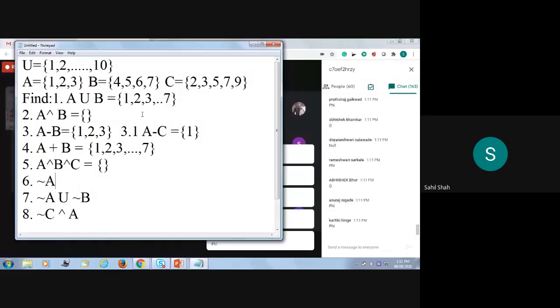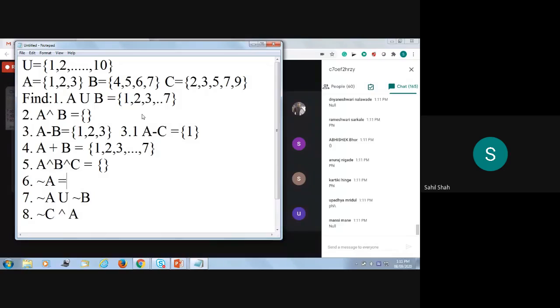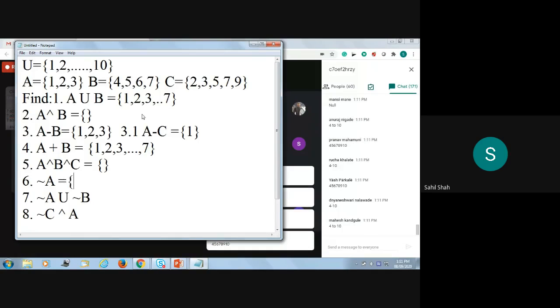Good to see. Negation of A. Negation of A will be the set of all elements which are not present in A, but those should be available in U. We will be taking a reference of U, the universal set, while computing the complement. Yes, 4 to 10. Very good. 4, 5, up to 10.